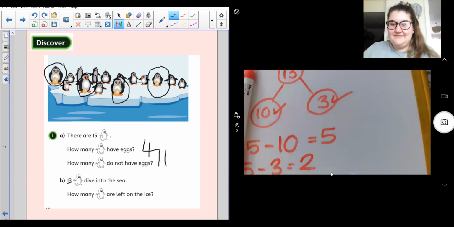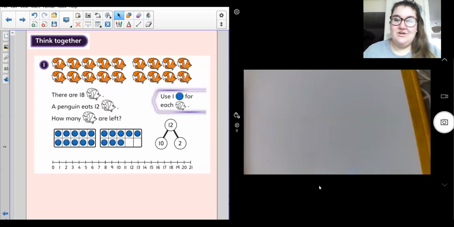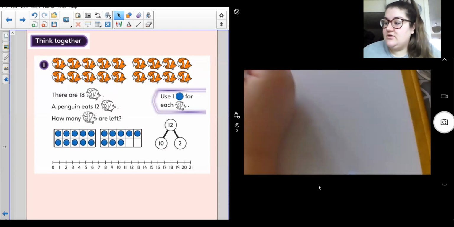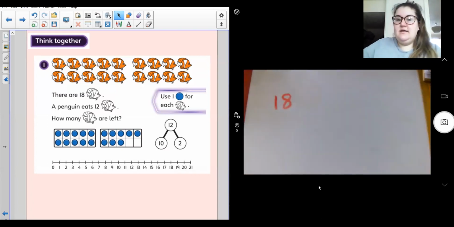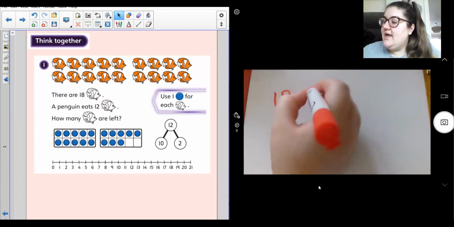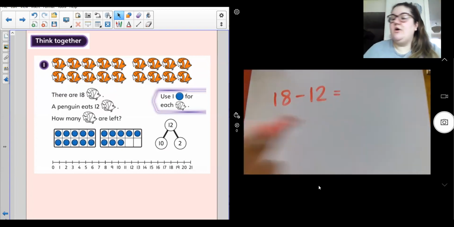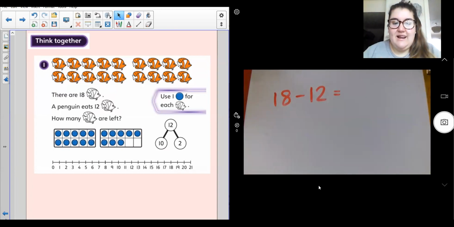Brilliant. Okay. So let's look at our think together. There are 18 fish. How many fish? 18. Well done. A penguin comes along and eats 12 of them. Goodness me, greedy penguin. So we had 18, okay, and a penguin came along and ate 12. How many fish are left?